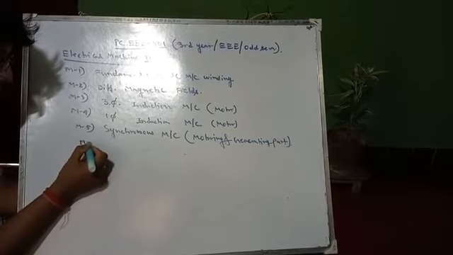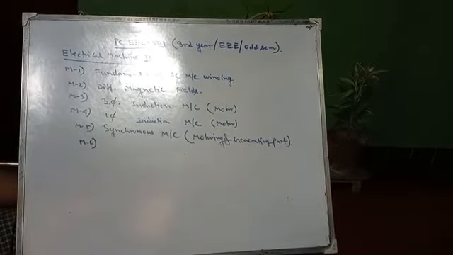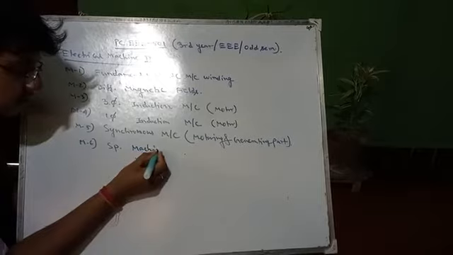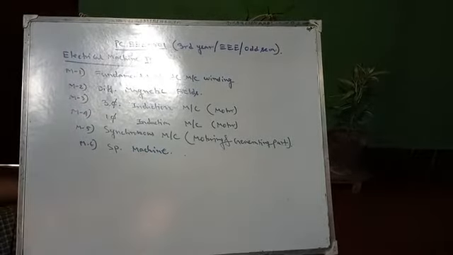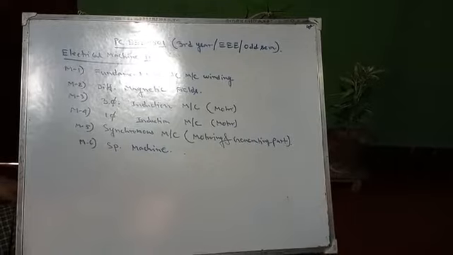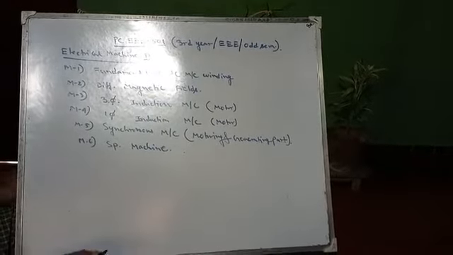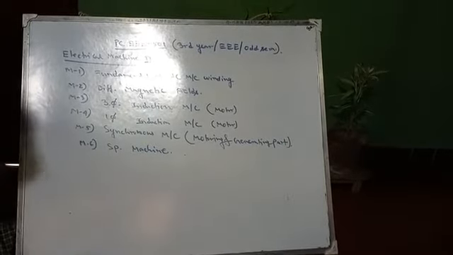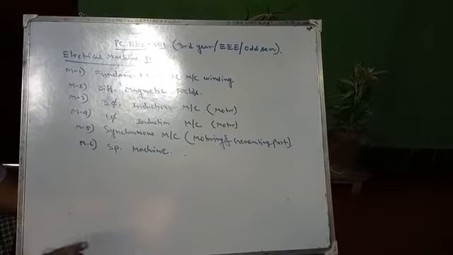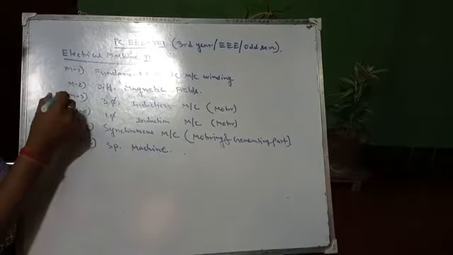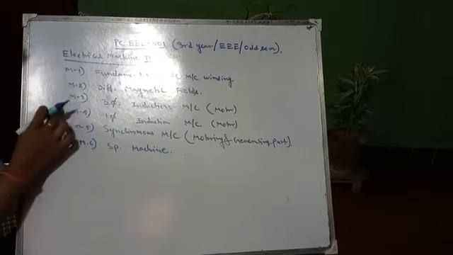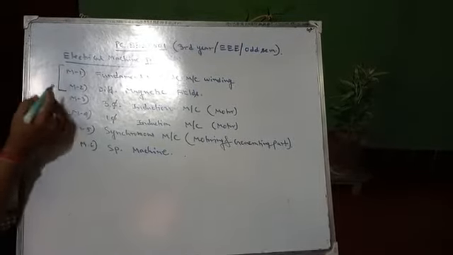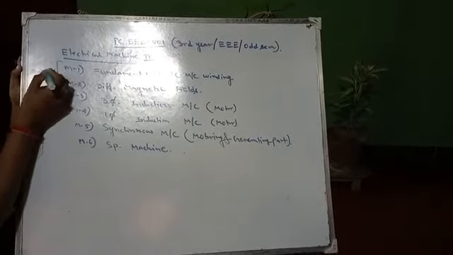Module number 6 is the last module, special type of machine. Special machine consists of 6 or 7 machines: reluctance motor, permanent magnet motor, brushless DC motor, hysteresis motor, tacho generator, and stepper motor. Special machine is nothing but a combination of these three and also the DC type. These two are the basic chapters, the basics for electrical machine.